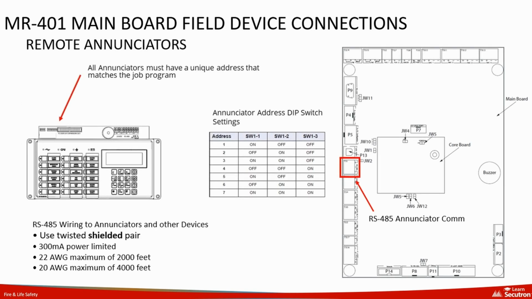The panel can manage up to 7 remote annunciators, which must have unique addresses for correct identification and operation within the system. These addresses are set using dip switches on each annunciator, ensuring they match the configuration programmed via the configuration software. Each annunciator is connected to the panel through the RS-485 serial link using twisted shielded wire.